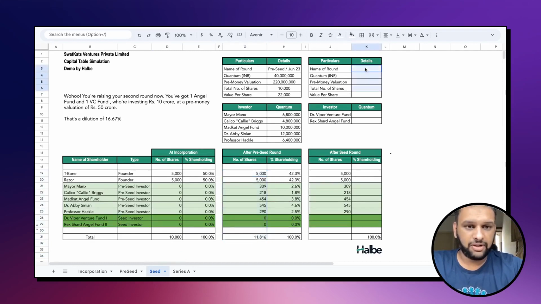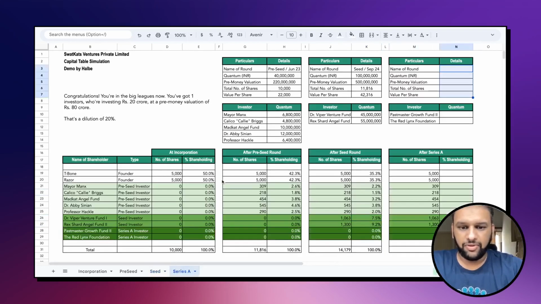So we now have a different column where we put down the terms of this deal. This is again 10 crores at a 50 crore pre-money valuation. Total number of shares is now 11,816 as opposed to 10,000 in your previous round, and your value per share is now 42,000 rupees and change as opposed to 22,000 in your previous round. Again, these investors are investing money in different quantums, so it's about 4.5 crores by one fund and 5.5 crores by the other fund. That's going to give you a total amount of shares to be issued as 1,063 for the first fund and 1,300 for the second fund, and that's going to result in a total dilution of 16.67%. And this is how your cap table will look after the seed round.